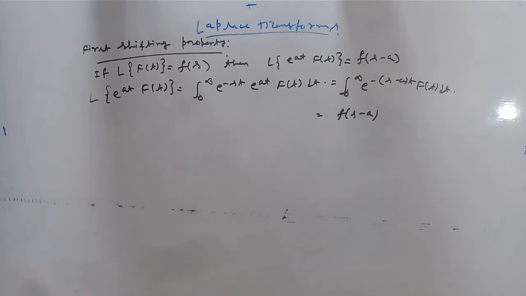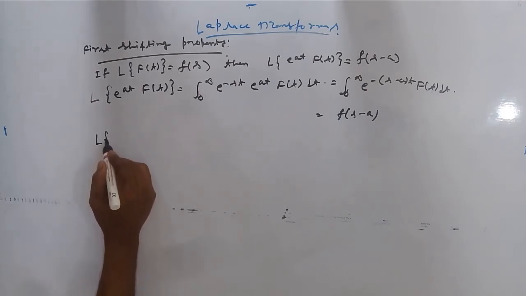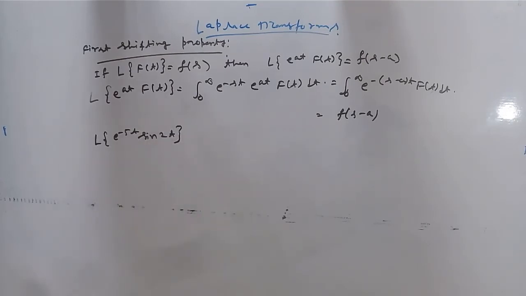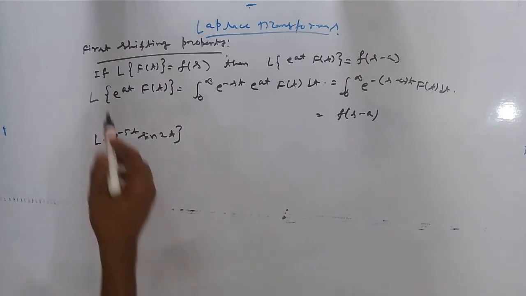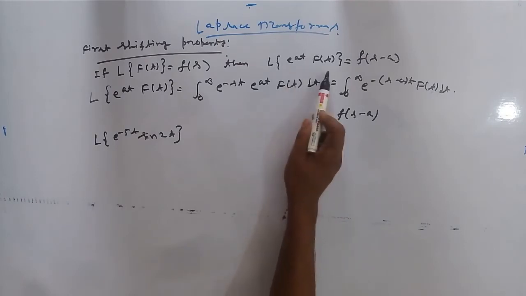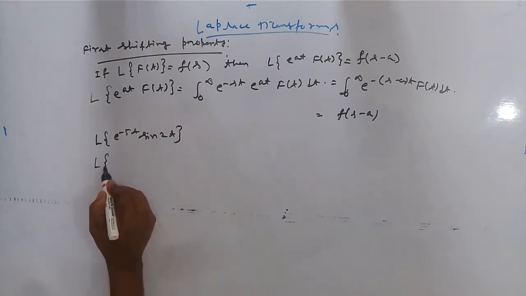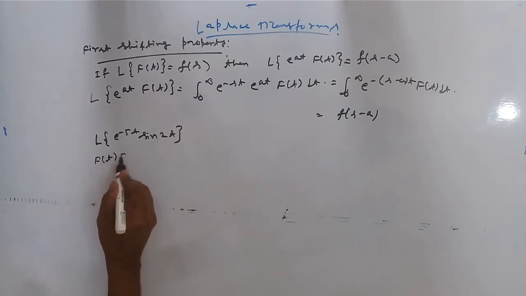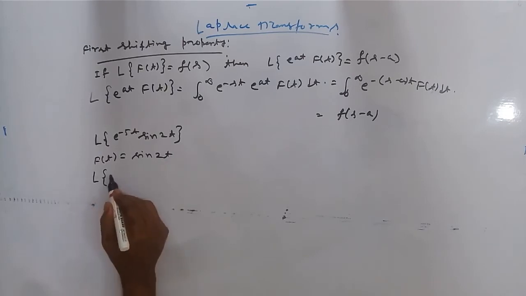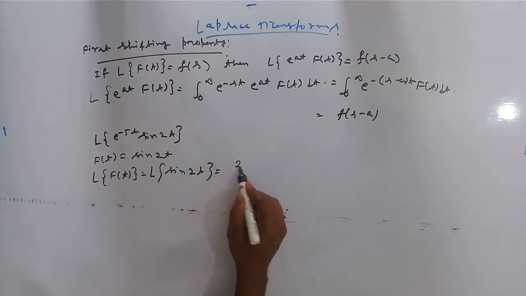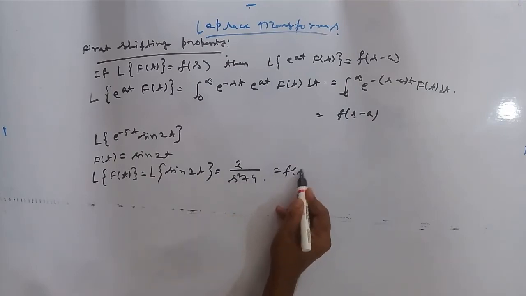Now I am going to examples of first shifting property. Let us find L of e to the power minus 5t sine 2t. Okay. So here you can also find it by definition, but if you use first shifting property it will be easier, and less time will be needed. So first, comparing with the first shifting property, e to the power at is e to the power minus 5t and f(t) is sine 2t. So we write f(t) equal to sine 2t, and we know that L of sine 2t is 2 by s square plus 4. Okay, so this is the function F(s).